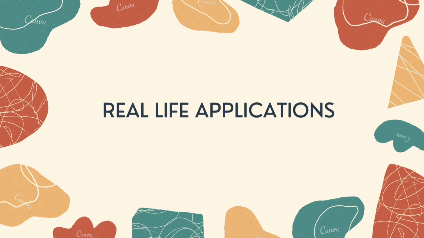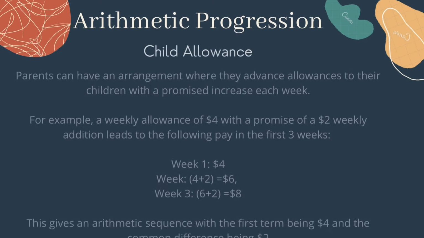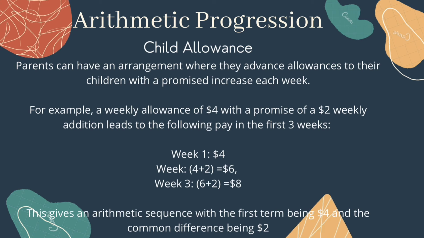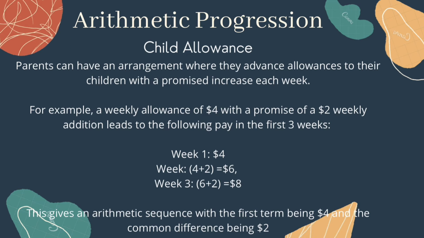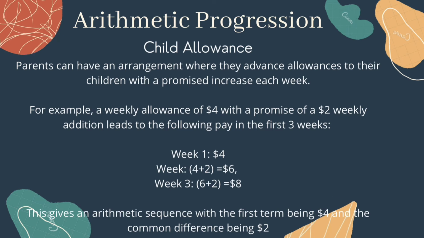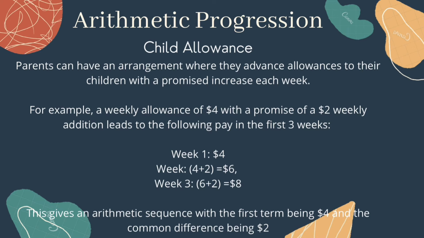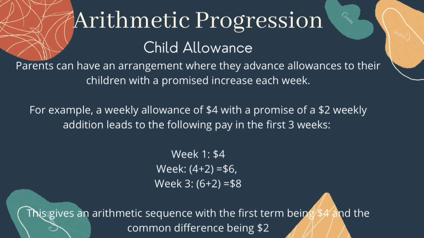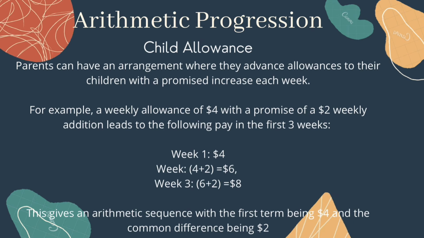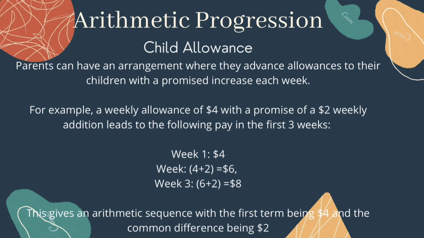Alright, now let's go to real life applications. In arithmetic progressions, usually we will see it when a child gets their allowance from their parents. For example, a weekly allowance of $4 with a promise of a $2 weekly addition leads to the following pay in the first 3 weeks. This gives an arithmetic sequence with the first term being $4 and the common difference being $2.